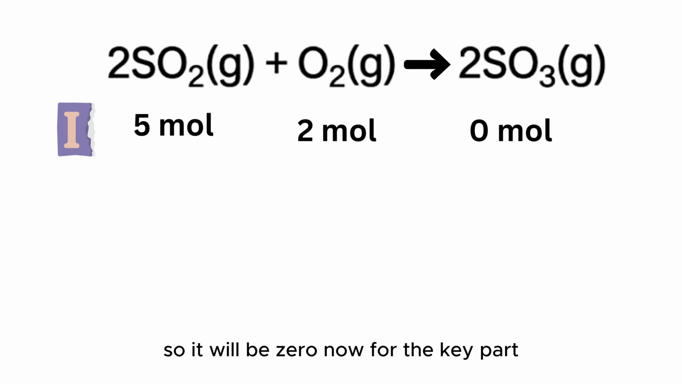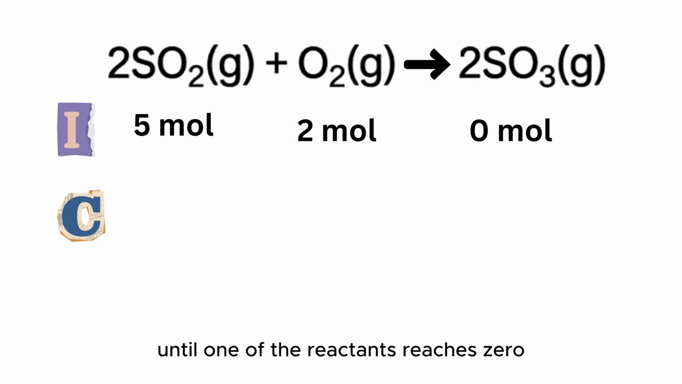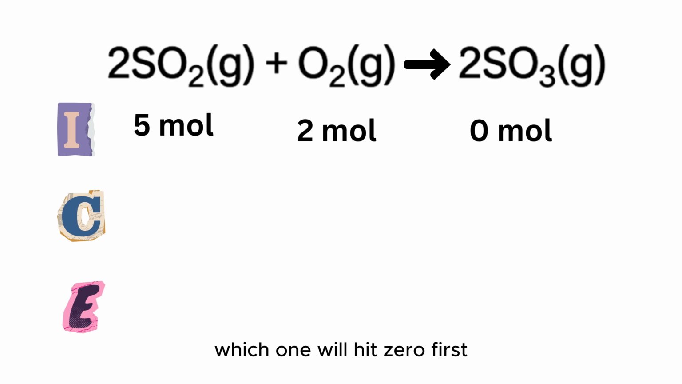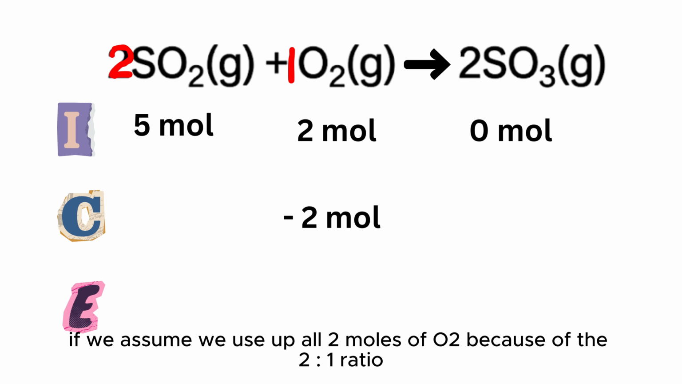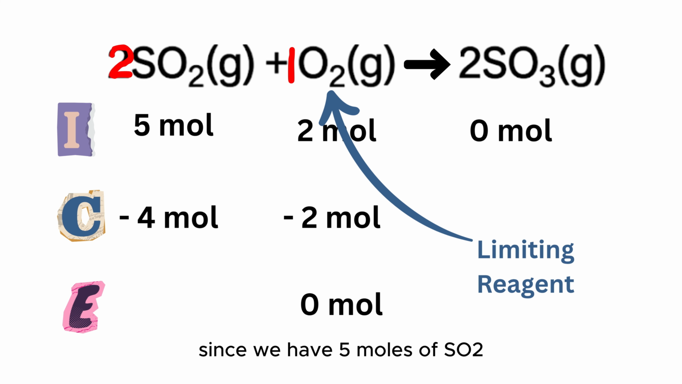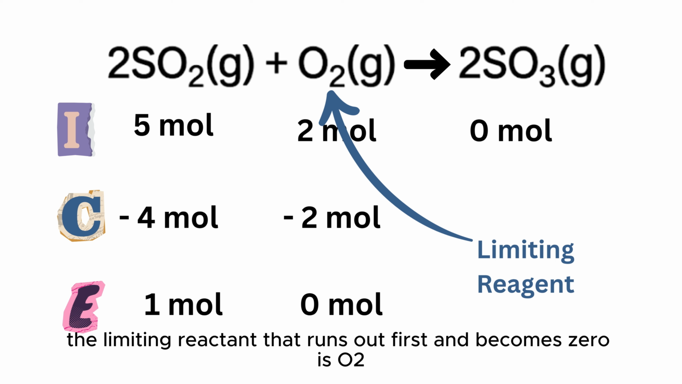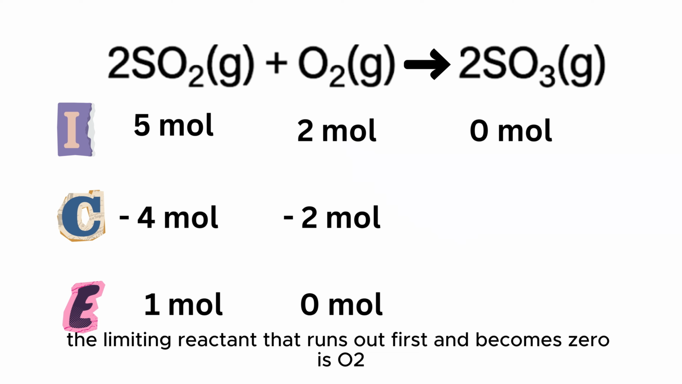Now for the key part, the C, change step. We need to run the reaction all the way until one of the reactants reaches 0. Which one will hit 0 first? Looking at the chemical equation, SO2 and O2 react in a 2:1 ratio. If we assume we use up all 2 moles of O2, because of the 2:1 ratio, we would need 4 moles of SO2. Since we have 5 moles of SO2, we can use 4 moles and still have some left over. Therefore, the limiting reactant that runs out first and becomes 0 is O2.